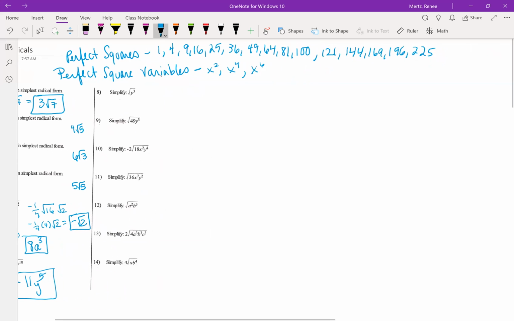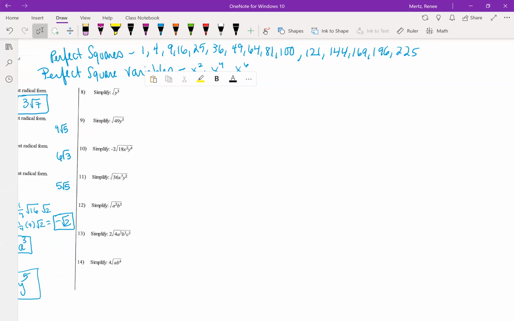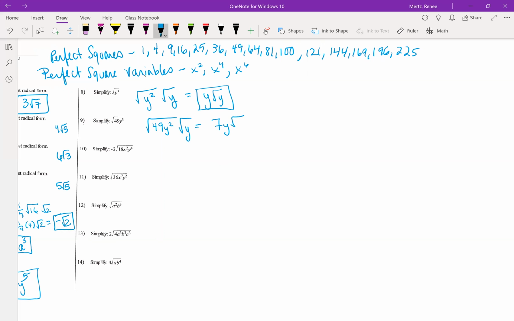Now we're going to get to y cubed. Anytime I have an odd number, I break it down to the next lower even and then the other factor. So there'll always be a single one hanging out. So we're breaking y cubed down to y squared and then a y. So we get this lovely y, radical y. So perfect square, 49, y to the second, other factor, y. We get 7y, radical y.